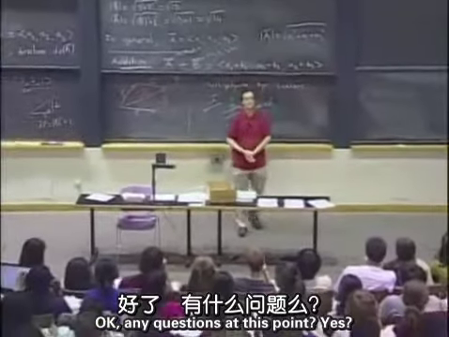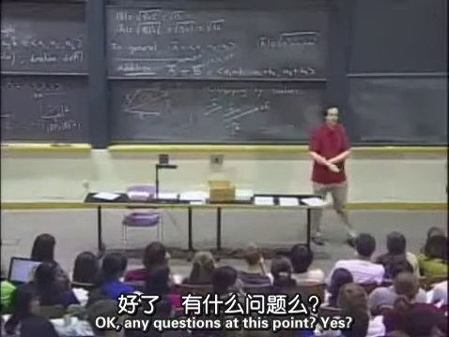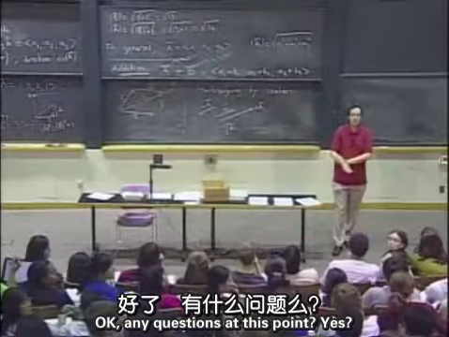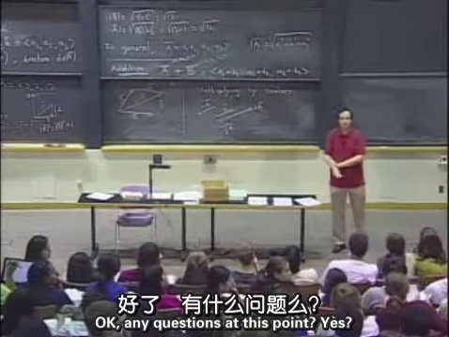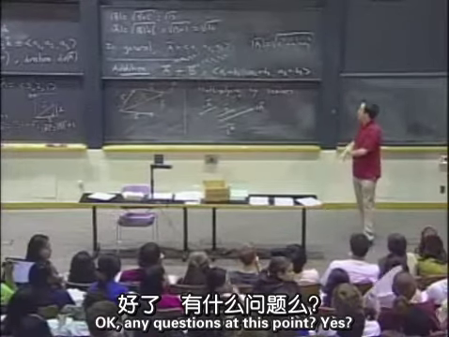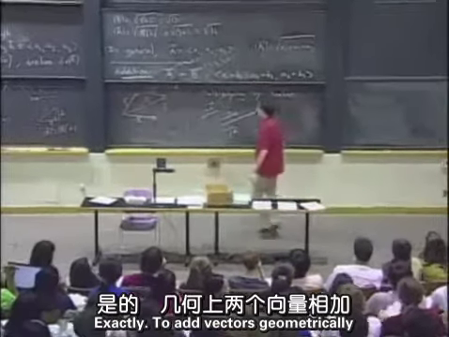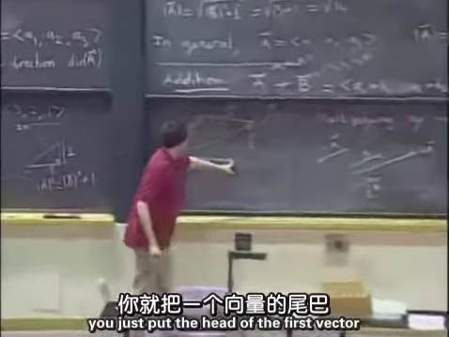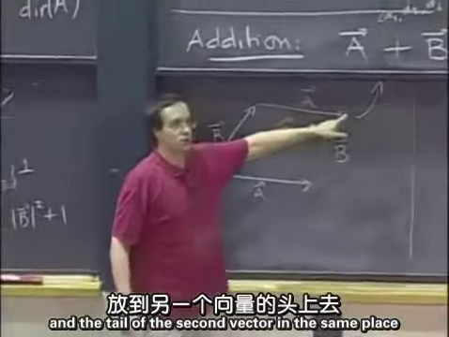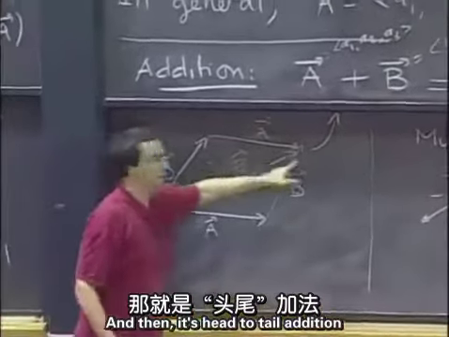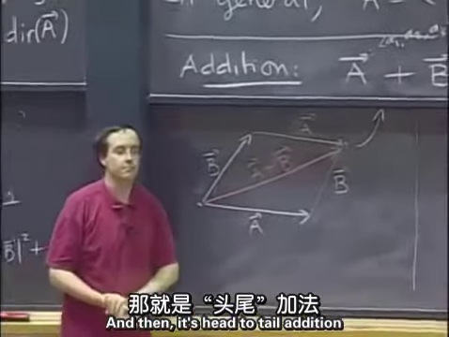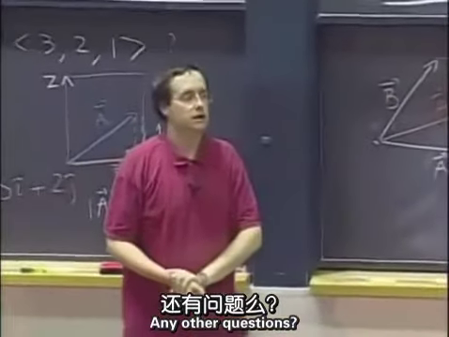So for the geometric vector addition, you're basically just using the tip-to-tail addition? Exactly. To add vectors geometrically, you put the head of the first vector and the tail of the second vector in the same place, and then it's head-to-tail addition. Any other questions?